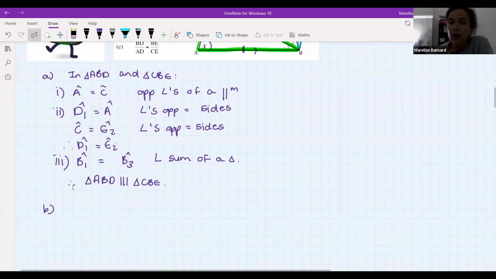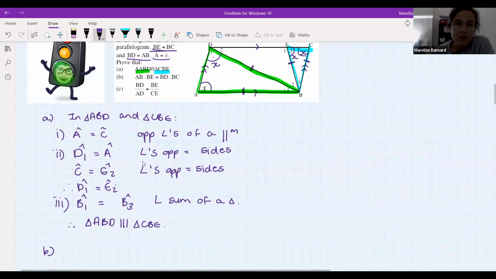Okay, so now we need to answer these questions about the sides. So we need to do AB to BD. I'm actually going to do B here. So we need to prove... angle side is not a reason for, sorry, I should have put my reason here. Angle side is not a reason for similarity. It's a reason for congruency. So let's not get those mixed up.